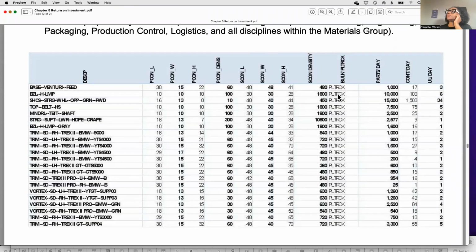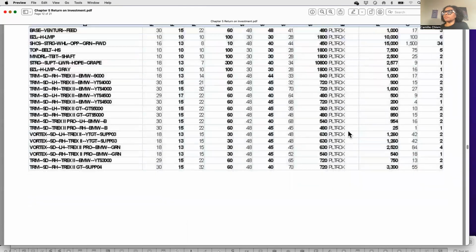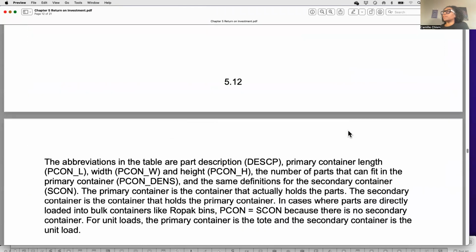This is something the material handling group would look at and say, I need 10,000 of these a day. So they can see I'm going to need pallets, 1,800 per pallet, and I can find these in the racking. So when they go to replenish, they know I need to go to the area that has pallet racks. And then they'll usually have some location I can address for them, so they can find it very easily.